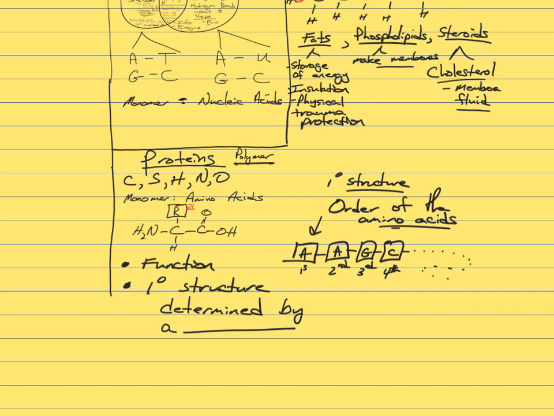Okay, someone said something. What did they say? Somebody said a chain. A what? Somebody said like a chain. A chain. No. A gene. A gene is correct. We said that the first thing. So the gene determines the amino acid sequence.